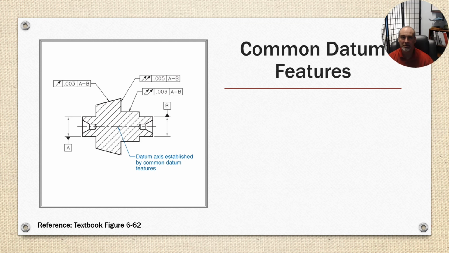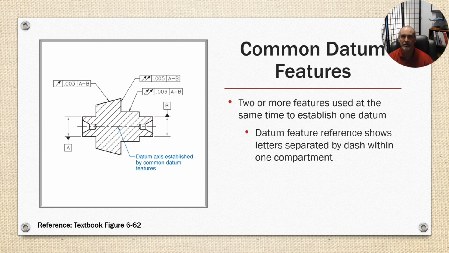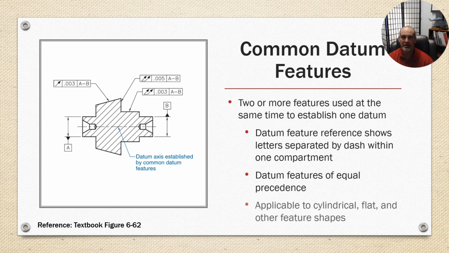Common datum features. Two or more features are used at the same time to establish one datum. The datum feature reference shows letters separated by a dash within one of the compartments. So in this example, we've got A-B. And it defines the runout using both those datums. The datum features are of equal precedence and applicable to cylindrical, flat, and other features of shape.